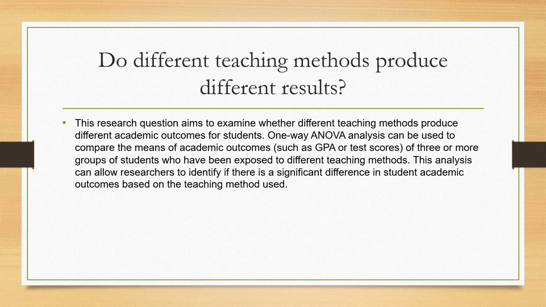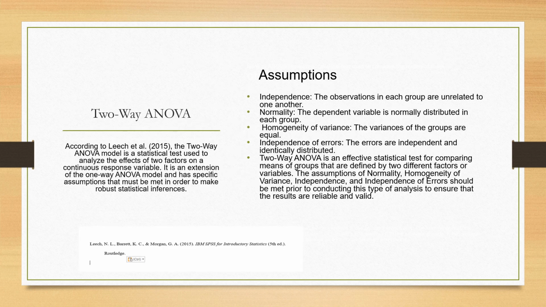One question that I came up with that you could use with one-way ANOVA would be, do different teaching methods produce different results? The research question aims to examine whether different teaching methods produce different outcomes. One-way ANOVA analysis can be used to compare the means of the academic outcomes of three or more groups of students who have been exposed to different teaching methods.